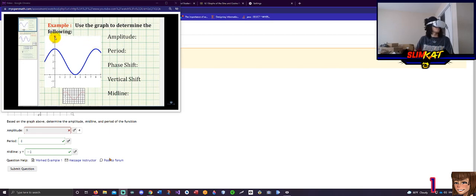So we'll focus on this piece of the graph, and right away we can probably tell that the period of this function is going to be 8 units. So let's go ahead and write that down. The period is 8 units.